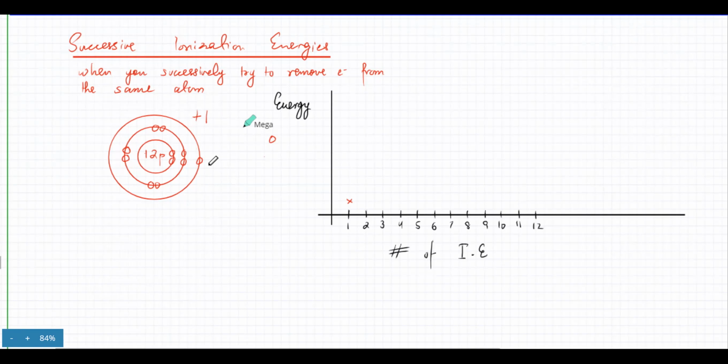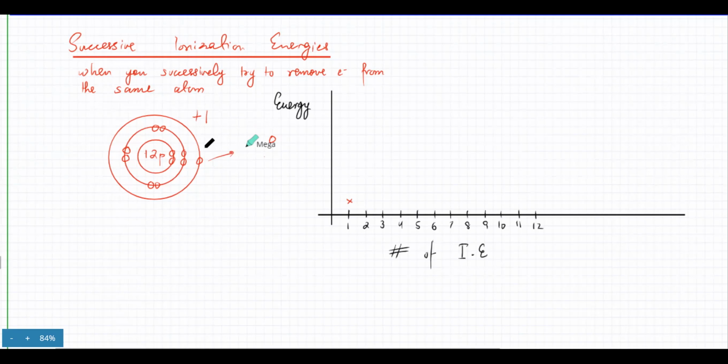The only difference is that now you're trying to remove an electron from an ion which has a +1 charge. So it has an overall net positive charge now. So the electron would be kind of more attracted to the whole thing. So it would become kind of harder to remove this electron, but not very hard. So just slightly harder.